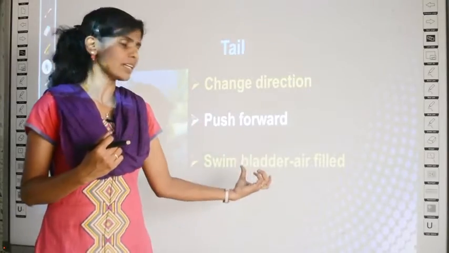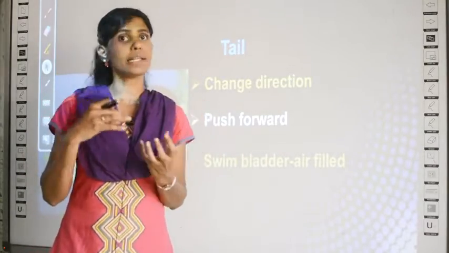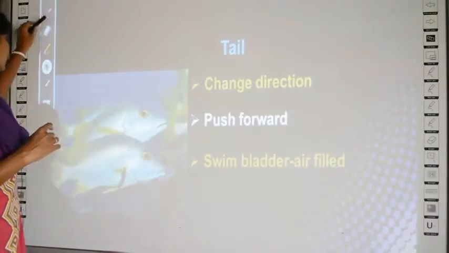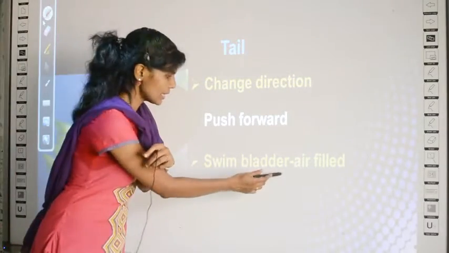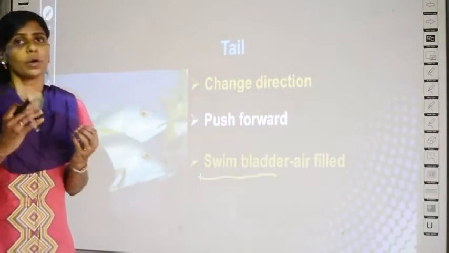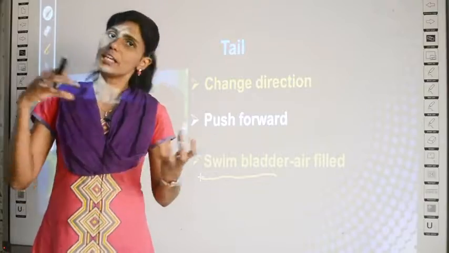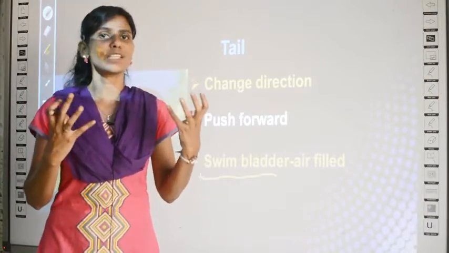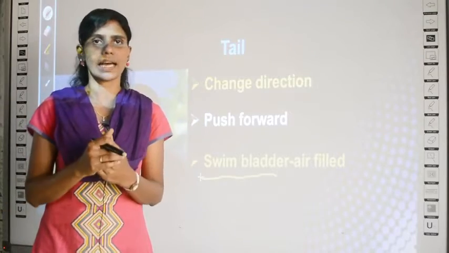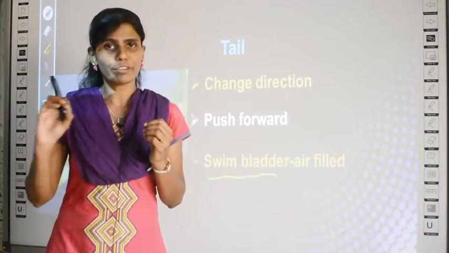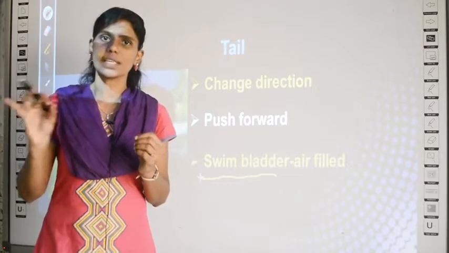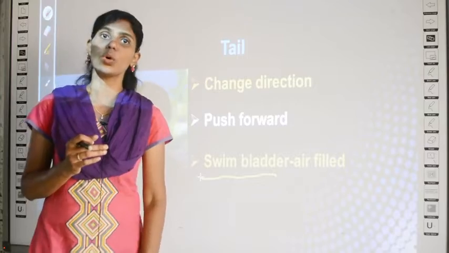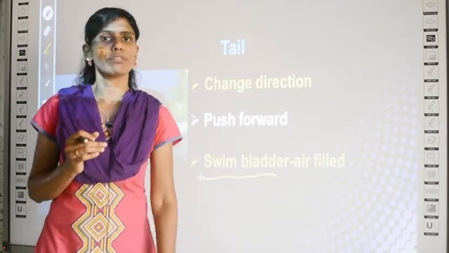This swim bladder is nothing but a bladder which is filled with air. So what do you have inside the swim bladder? Air. When the swim bladder is filled with air, the fish can swim above. It will be like a lightweight material because it is filled with air. But if the fish releases the air from the swim bladder, the fish will go to the deeper area of the sea to swim.